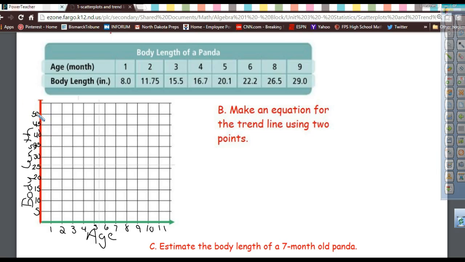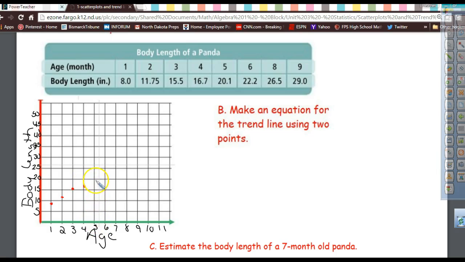Alright, so at age 1 month, how long is my panda? 8 inches. So 1, 8. 8's a little bit below the 10. At 2, it's 11.75, so it's a little bit above the 10. 3 is 15.5, so over 3, right at about the 15. 4 is 16.7.